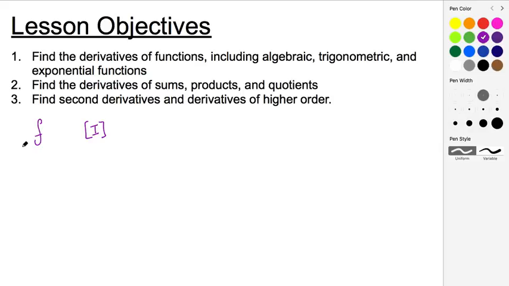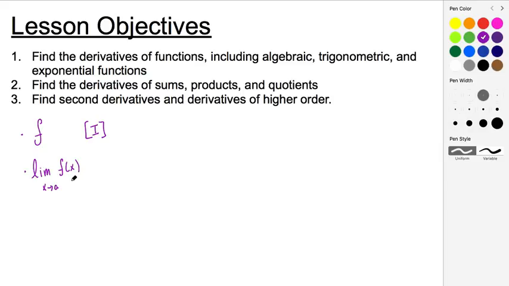Usually what we write is the limit of the function f with respect to x, and this right here is going to be a subscript, as x approaches a. Now what we're looking at is the limit of this function f with respect to x as x approaches a value of a.